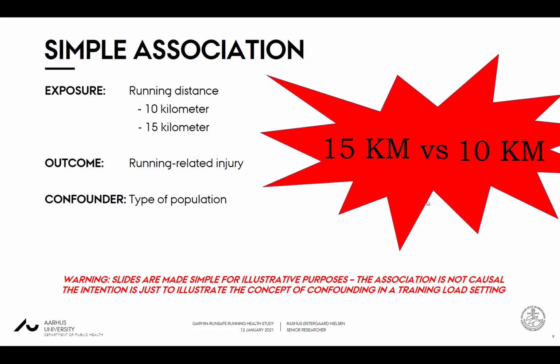Let me provide an example and explain why. This is very simple and also too simple to be causal, but in order to illustrate my train of thought, I think this example works nicely. So we have a running distance exposure, either the population runs 10 kilometers or 15. Then our outcome is running related injury and the confounder is type of population. I apologize for the runners in the Garmin-RUNSAFE running health study. This is a little technical, but I hope you can proceed and I will explain what a confounder is.